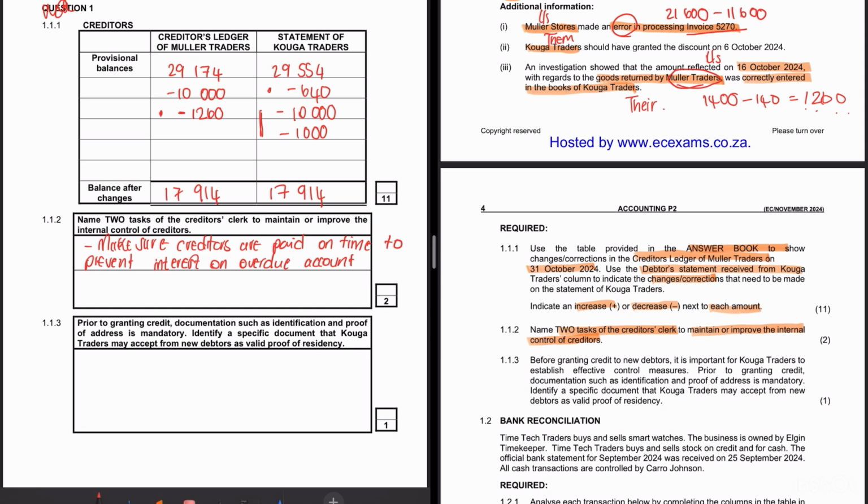Okay. Something else that we could then say is that invoices should be compared to goods delivered to ensure all items were in good condition when received. Okay, so these are things we remember.